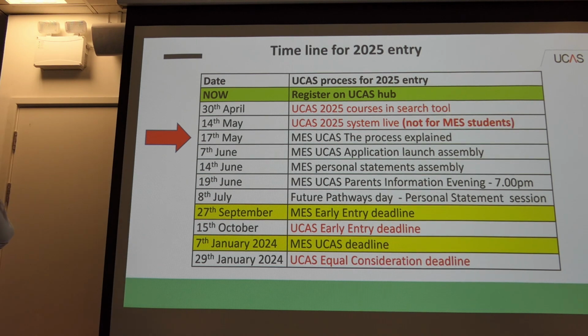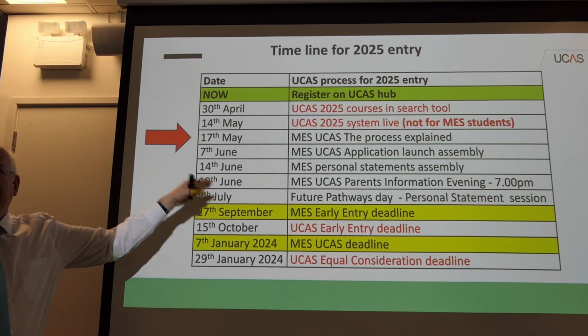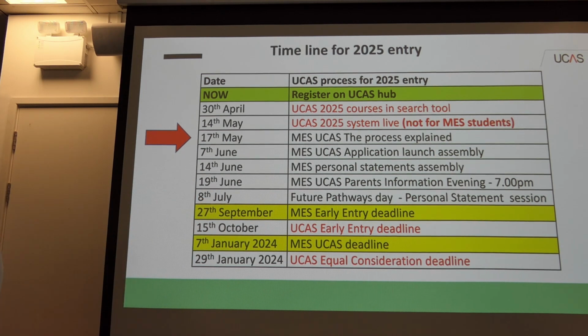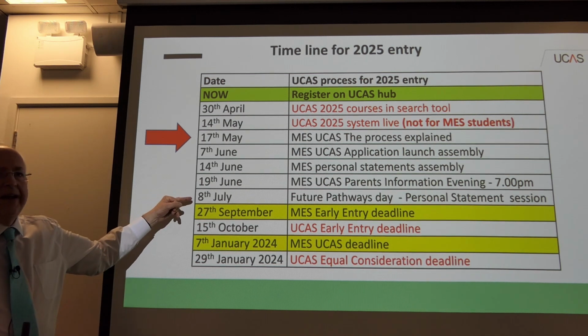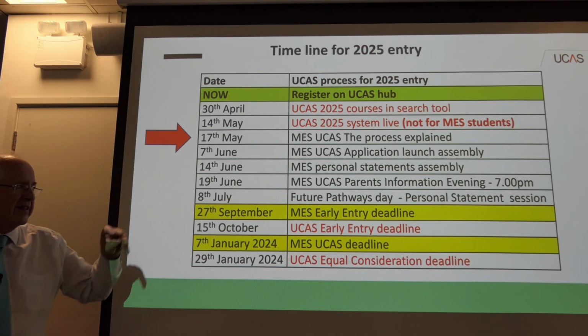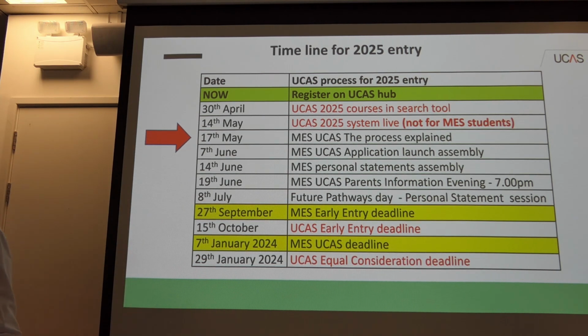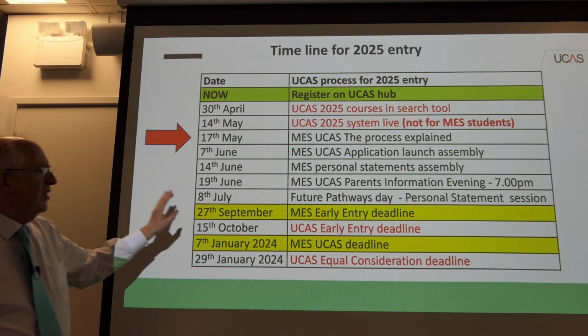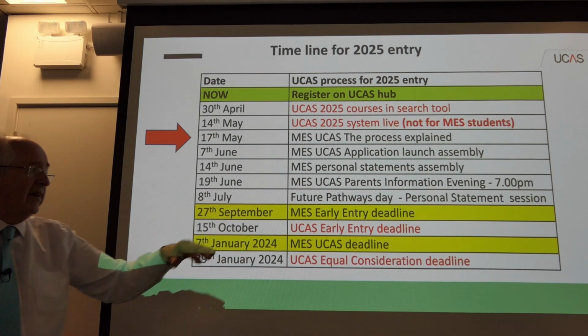14th of June, we've got a session on personal statements. Then on the 19th is a parents' evening. You don't need to come to that, because a lot of that evening I will have already shared with you. There are some extra bits for your parents, but you don't need to worry about that. On the 8th of July, as far as I understand, is the Future Pathways Day, and there will be an hour session in a computer room for you to work on your personal statements and anything else UCAS related on that day. 27th of September, as I've said, is the early entry deadline.